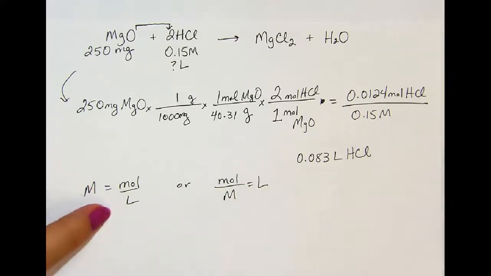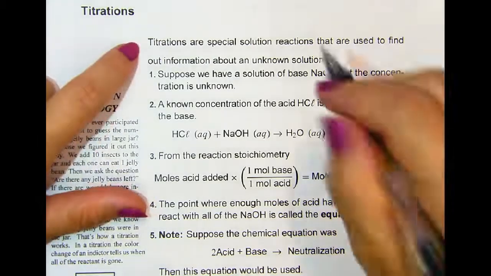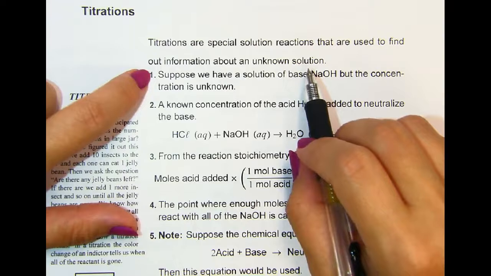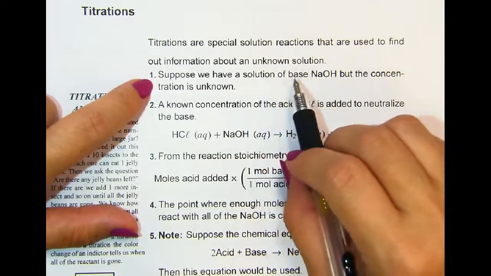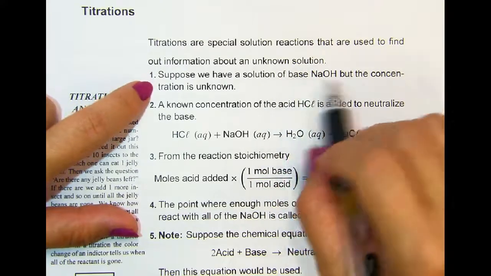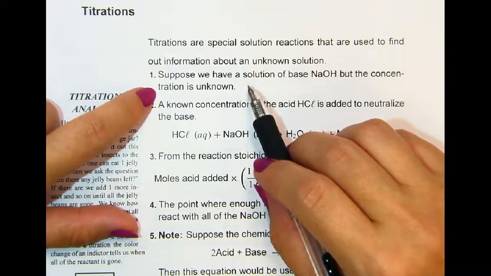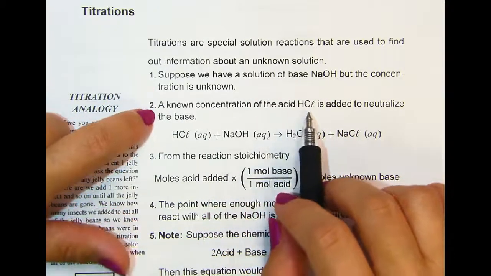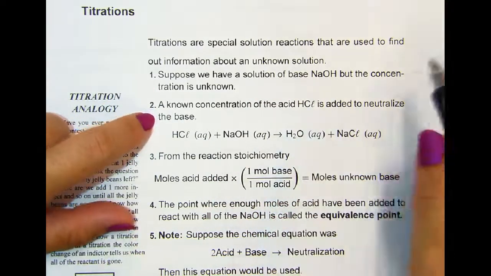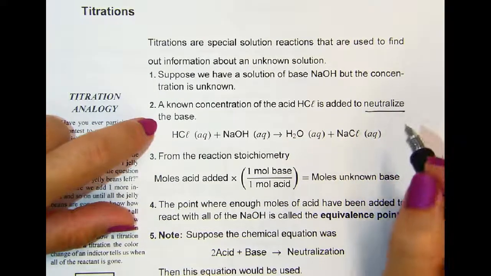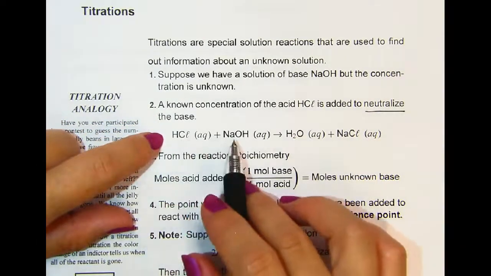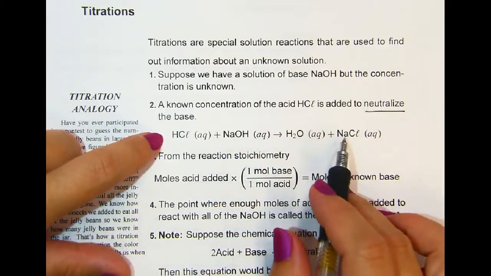So titrations are a special solution reaction that's used to find out information about an unknown solution. Suppose you have a solution of base sodium hydroxide, but you don't know the concentration or its molarity. But you have a known concentration or molarity of the acid hydrochloric acid, which is added to neutralize the base. There's that word again, neutralize. So hydrochloric acid plus sodium hydroxide is going to yield water and sodium chloride.